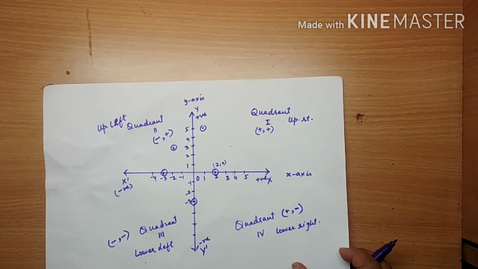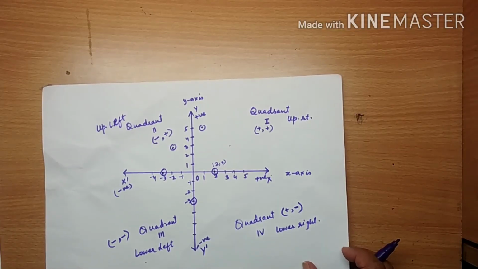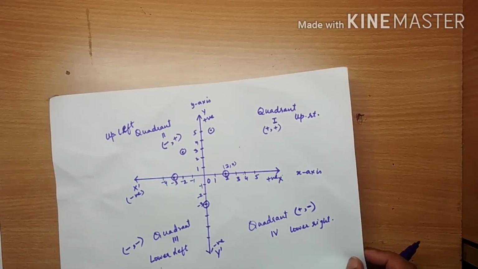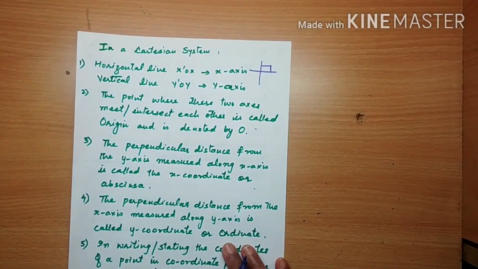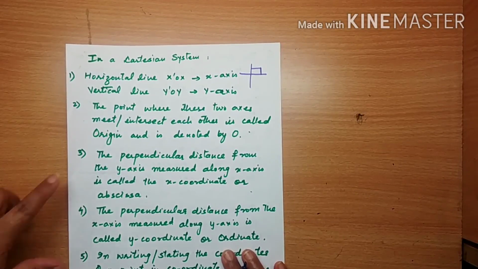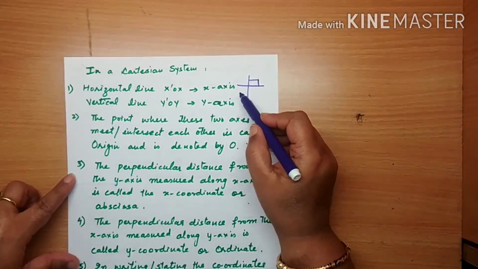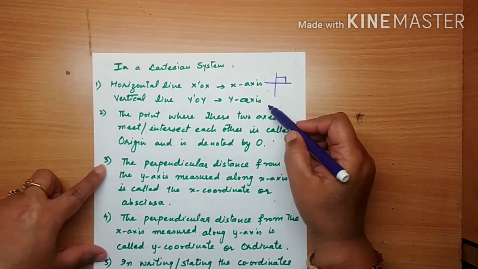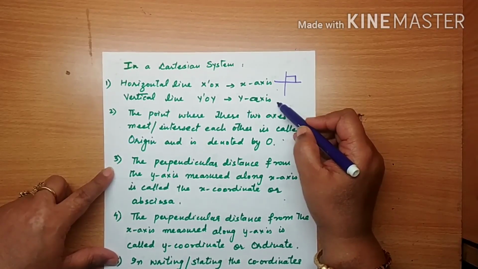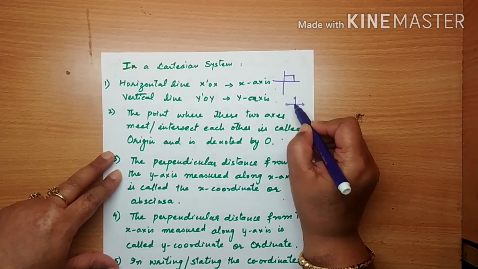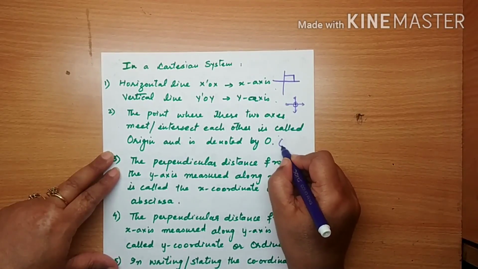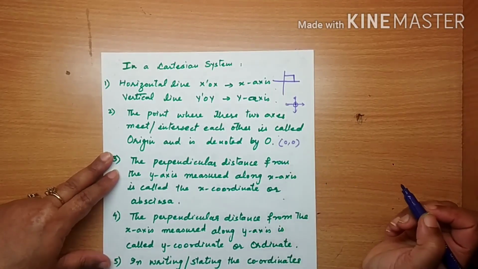Now, let me recapitulate whatever we have studied in this introduction part till now. We studied that in a Cartesian system, the horizontal line is called the x-axis and the vertical line is called the y-axis. The point where the two axes meet is called the origin and is denoted by O, and the coordinates of O are (0, 0).